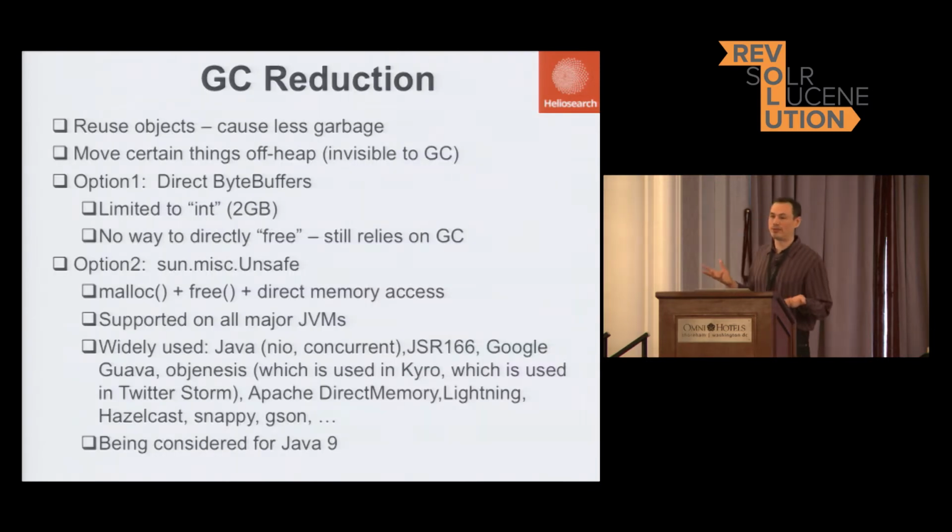So, ways to reduce garbage collection, or just garbage in general: number one is reusing objects, but that can only get you so far. Number two is moving objects off the heap, so some of these big data structures don't use the Java heap at all. There are two ways to do that. One is direct byte buffers. They have a number of disadvantages, the main one being you can't call free, so you're still relying on garbage collection to eventually free up your memory. Option two is something called Unsafe, which essentially gives you direct access to memory, including malloc and free. And that's the option that we've gone with.